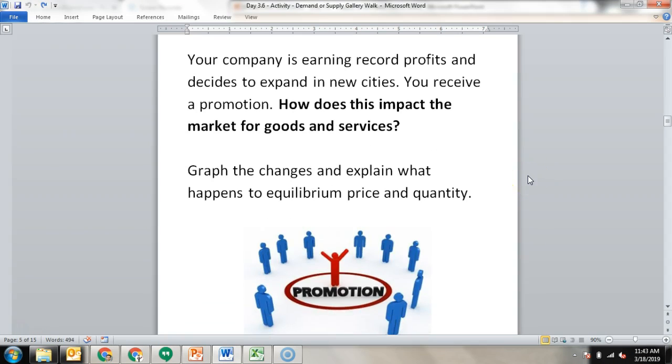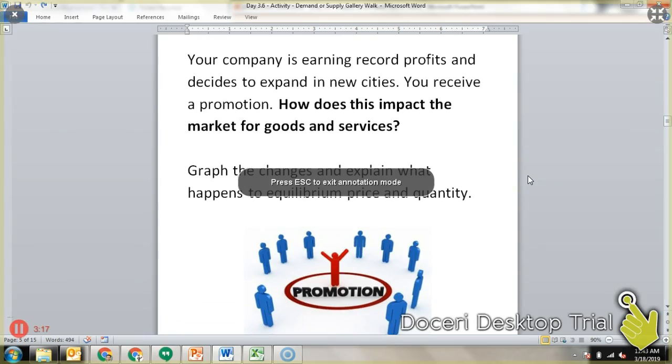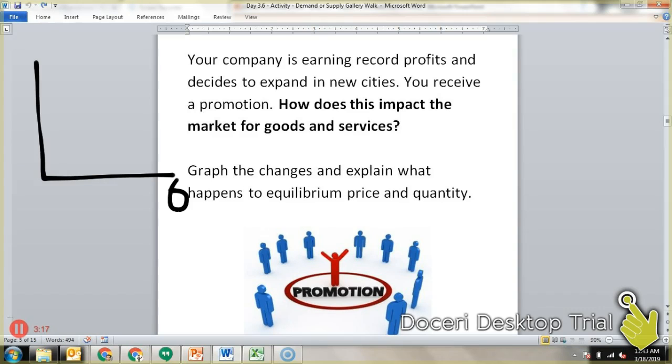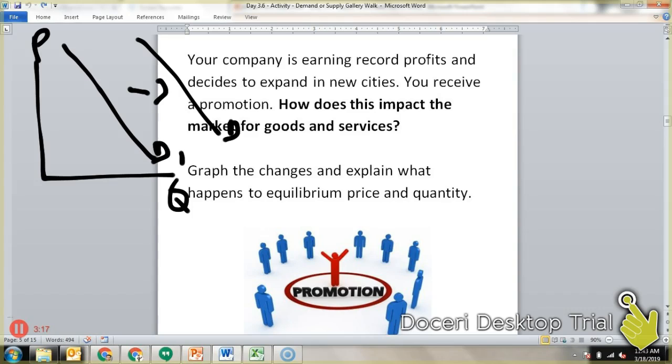Number 5, your company is earning record profits, decides to expand to new cities. You receive a promotion, you receive a change in income, which would be a positive change in income, so it's going to increase our demand for goods and services as a result of this change in income. You could also say a supply increase as a result of new number of producers as a result of the expansion to new cities.